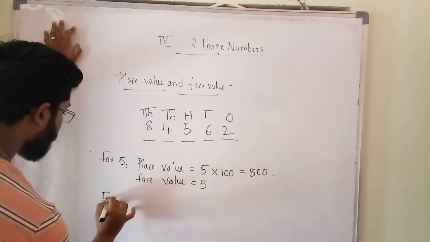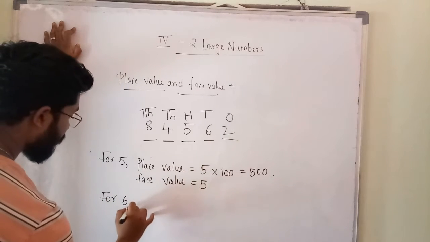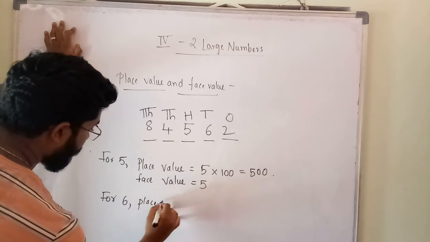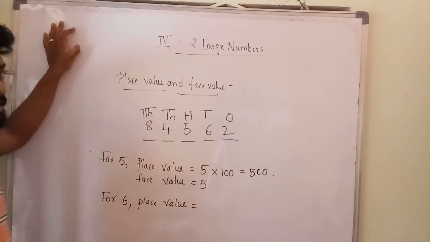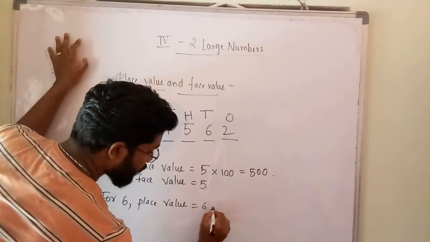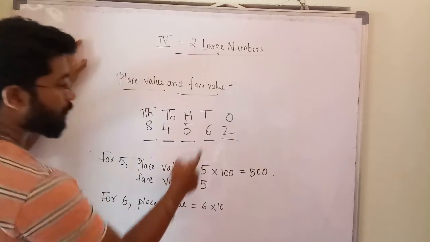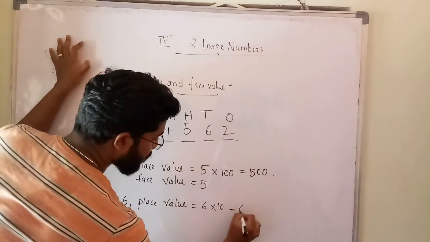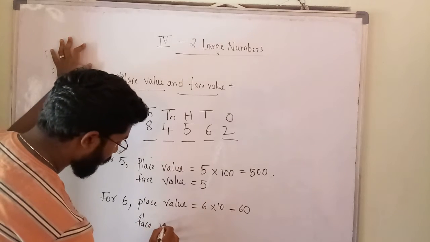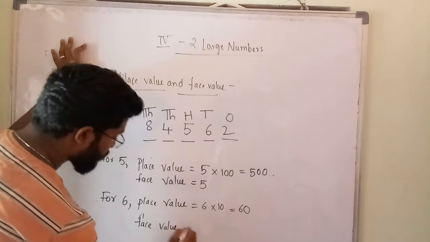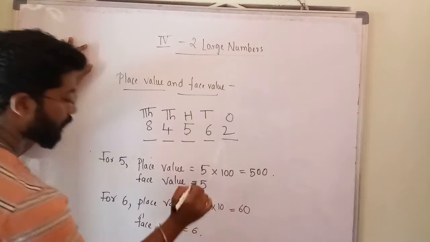Next, for 6, the place value: 6 is in which place? The tens place. So the digit 6 into the place value, 6 into 10, 60, that is the place value. What is the face value? The face value of 6 is 6 only.